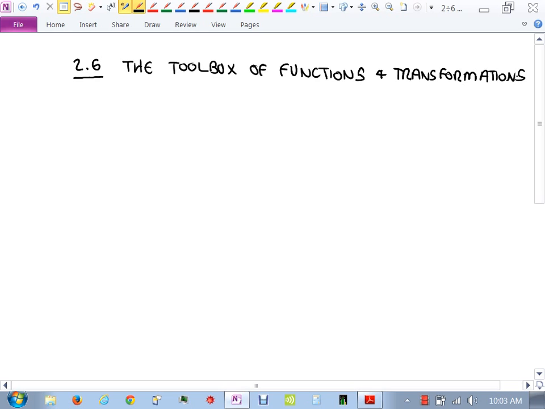Later on, as we're doing more advanced problems, you'll be like, oh, that's that function that I have in my toolbox. I know what that looks like. And once you have that toolbox of functions, you can then just transform them and make more complicated functions out of them. So that's where we're headed. So what is the toolbox of functions? Well, it's 1, 2, 3, 4, 5, 6 functions.